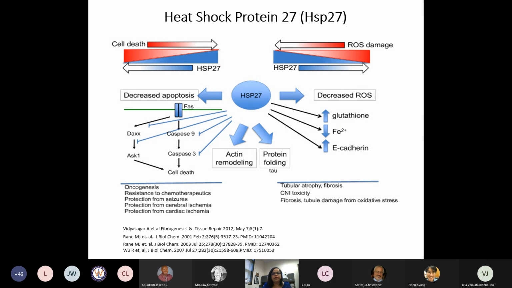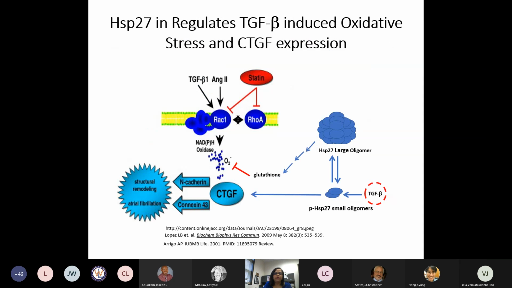We were interested in the protein heat shock protein 27, as my laboratory and others have shown its role in modulating cell survival and regulating reactive oxygen species, which are an important mediator of diabetes-induced renal fibrosis. Moreover, HSP27 has been shown to regulate TGF-beta-induced oxidative stress and CTGF expression. Therefore, we wanted to understand the mechanisms by which HSP27 may modulate renal fibrosis.